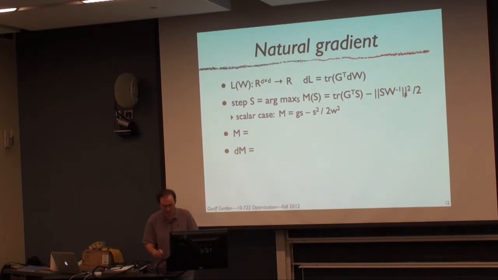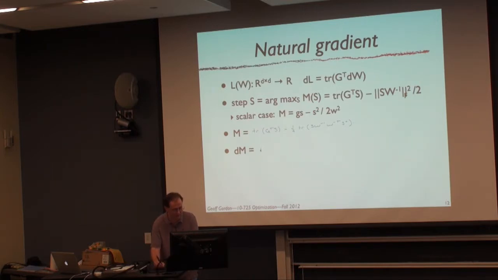Okay, so I can just rewrite m as the trace of G transpose S minus 1/2 the trace of S times W inverse times W inverse transpose times S transpose, right? That's another way of writing out the Frobenius norm. And so dm is going to be simple to get.